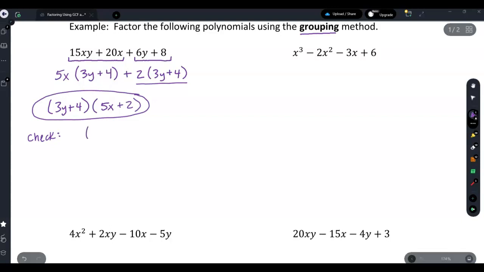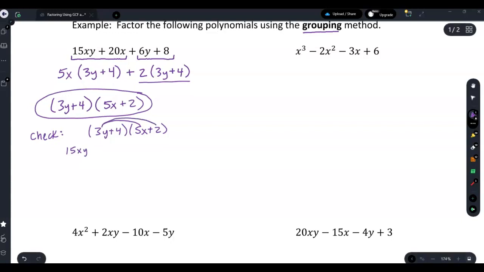If I want to check this, you might have learned it as the FOIL method, which stands for first, outer, inner, last, or basically multiply every term in the first parentheses times every term in the second. So I'm going to start by doing 3y times 5x, which would be 15xy.